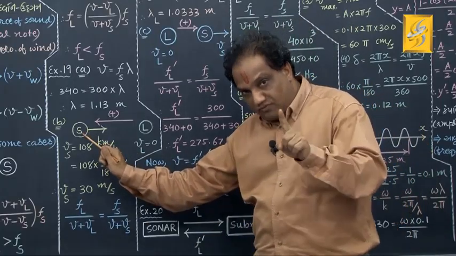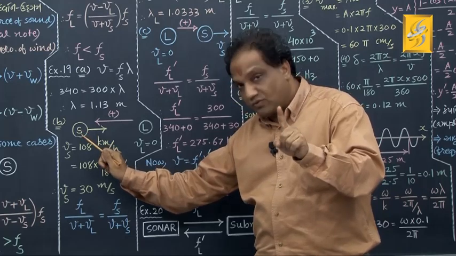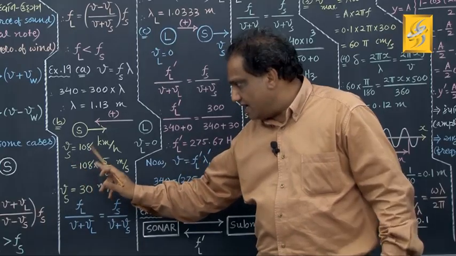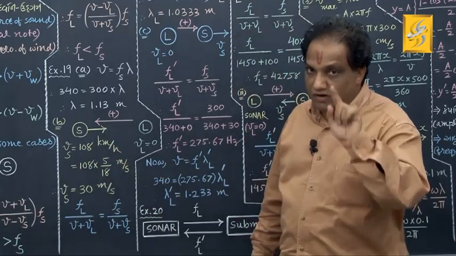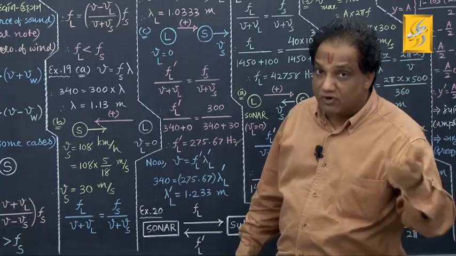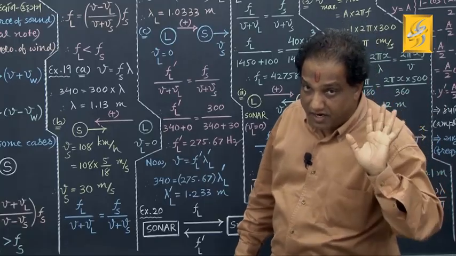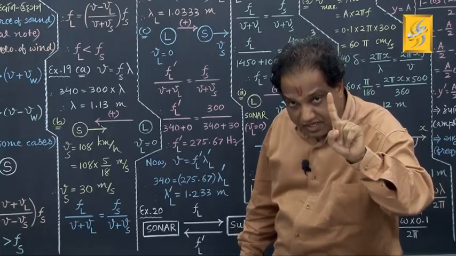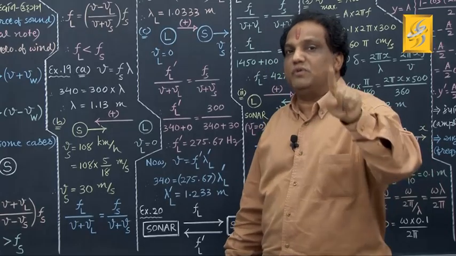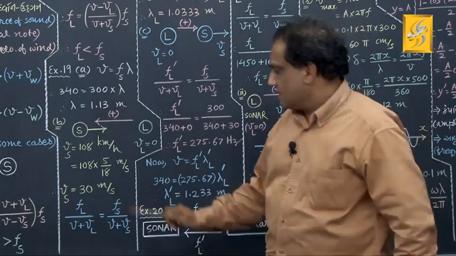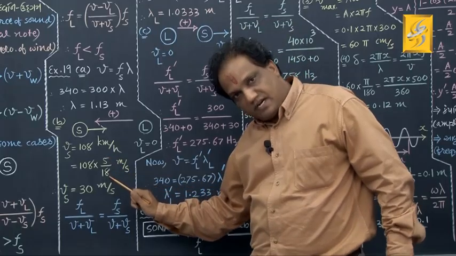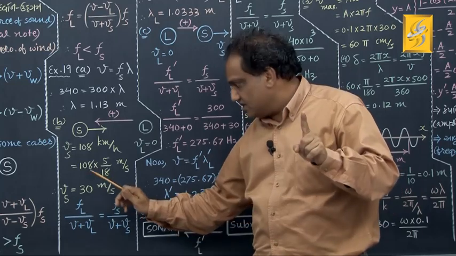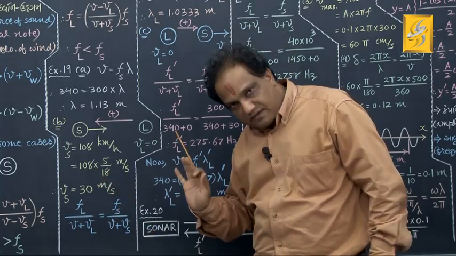Because it produces sound, we will take police one as the source of sound, S, and velocity of source means Vs. How much is the value? 108 kilometer per hour. Converting kilometer per hour into meter per second, what should you do? Multiply by 5, divide by 18. Remember from the first semester, kilometer per hour to meter per second, you must multiply by 5 divided by 18. Now 108 upon 18 comes out to be 6. 6 times 5 is 30 meter per second.